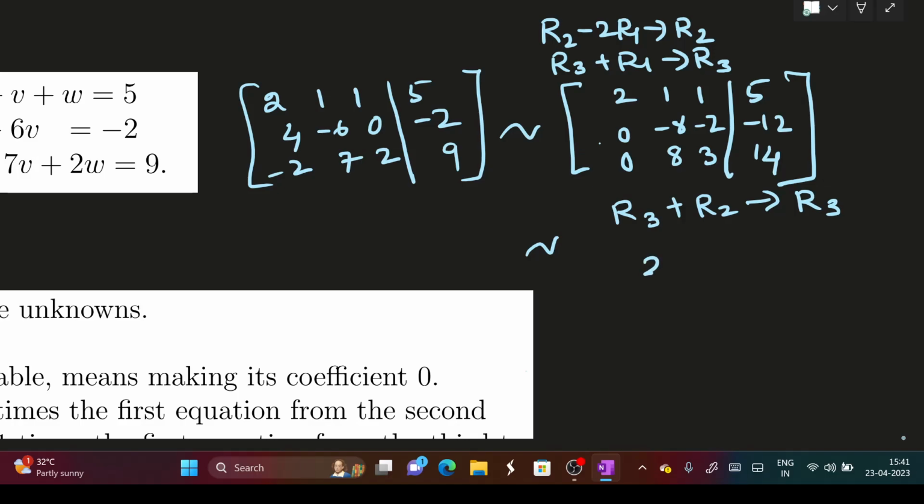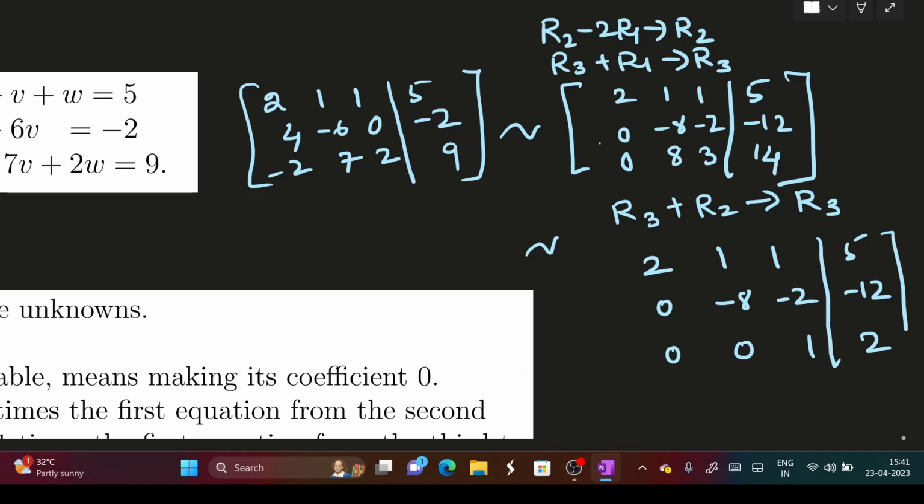The resultant is 2, 1, 1, 5. 0, minus 8, minus 2, minus 12. This is 0, 0, 1, 2. Now observe, from my third equation, my second variable is also eliminated. Only one variable is left. From this one variable, I can find out the value of w. What is the equation here?